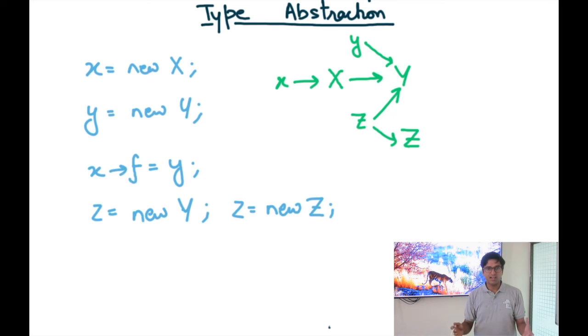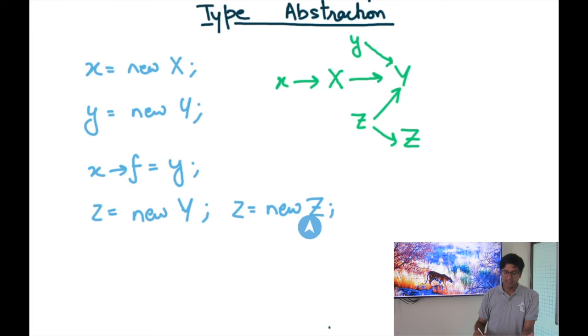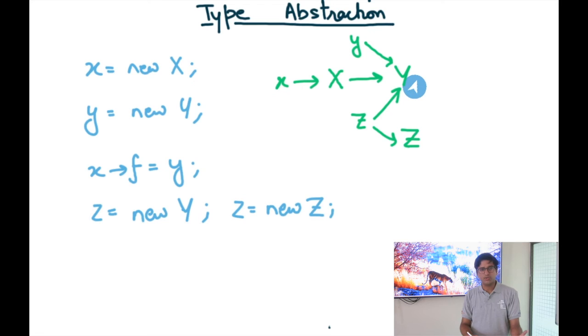Maybe one is a derived type and one is a base type or something like that, in which case small z may point either to an object of class capital Z, or it may point to an object of class capital Y. And this is what a points-to graph looks like in this example. Now notice that this points-to graph has an imprecision already, because it seems like both y and z may point to the same object.